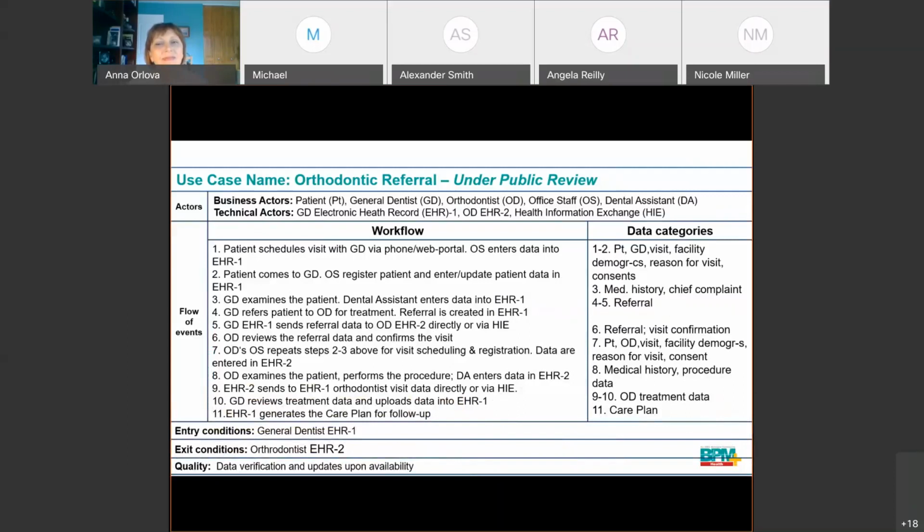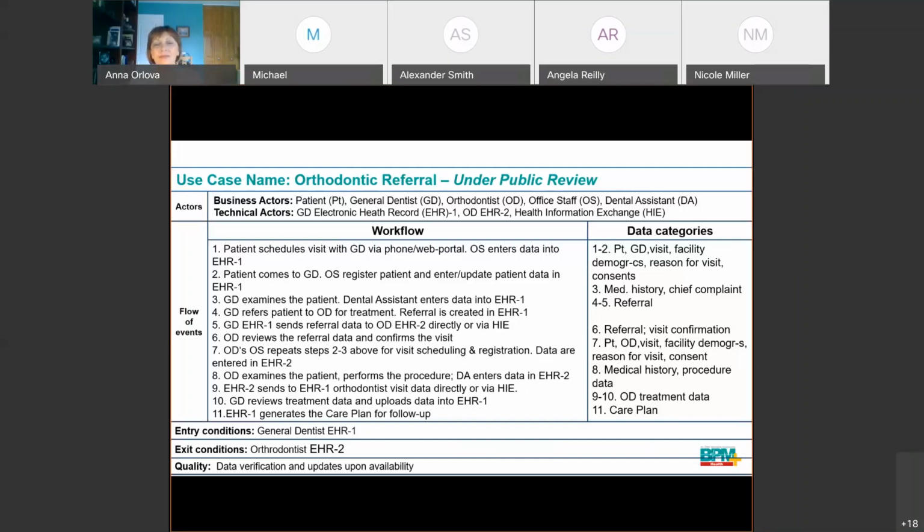And so the use case I'll be presenting on is the orthodontic referral, which is currently under public review, and I'll talk a little bit more about that in a second. So under workflow on the left are basically the steps that were identified from the point of registration or scheduling an appointment with the general dentist, up until the patient goes to the orthodontist and then comes back to the general dentist.